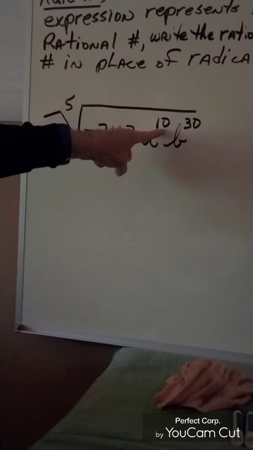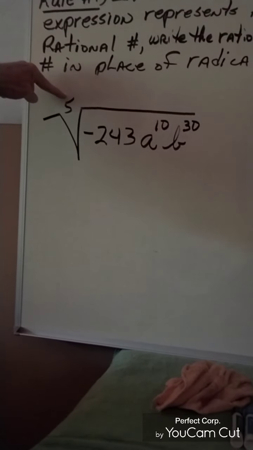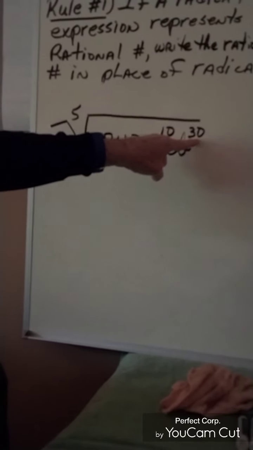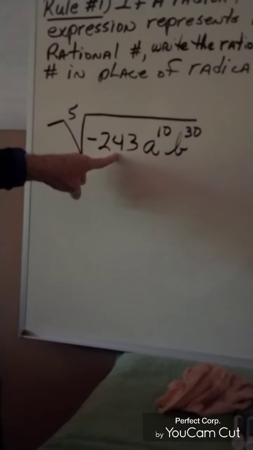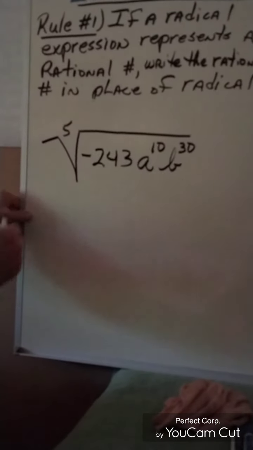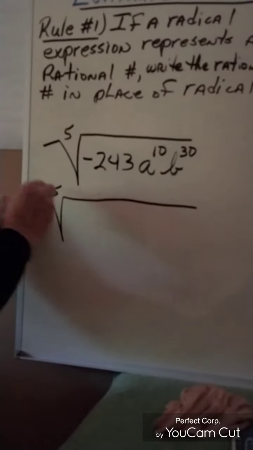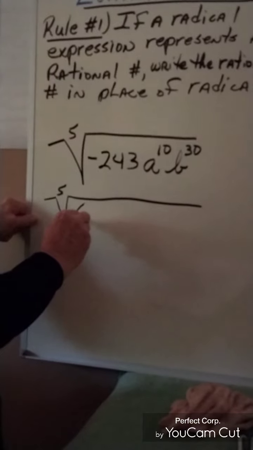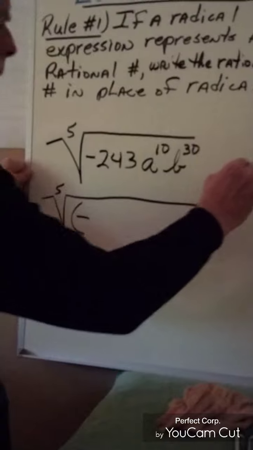Well, the a to the 10th is a perfect 5th power because the exponent of 10 is evenly divisible by 5. b to the 30th is a perfect 5th because its exponent is evenly divisible by 5. What about 243? Well, it's too big. So let's use prime factorization and get it down so that we can comprehend it in a better way. Put that index there. I'm going to make another parenthesis and I'm going to institute that negative sign. Let's prime factor 243.